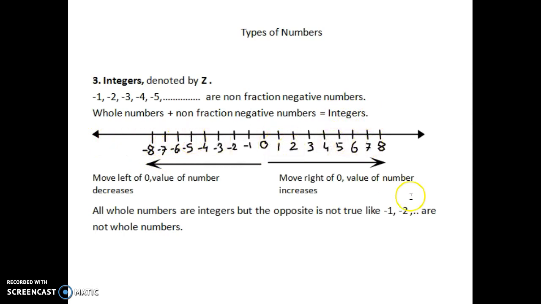Look at this number line. Here, if we move towards the right of 0, we will get the natural numbers or the positive numbers. But if we move towards the left of 0, we will get the negative numbers. And from this number line we can say that all whole numbers are integers, but the opposite is not true, because minus 1, minus 2 are not whole numbers. So, what next?